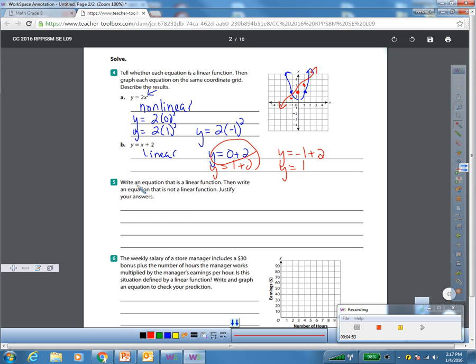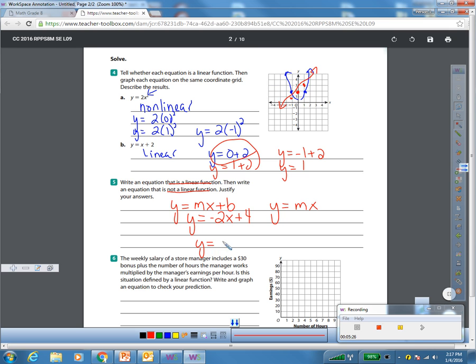Last one, number 5. Write an equation that is a linear function. Then write an equation that is a nonlinear function. Justify your answers. So a linear function is going to look like this or in this form. Okay? So you can write anything that has a slope. Maybe it has a slope of -2 and a y-intercept of 4. That would be linear.